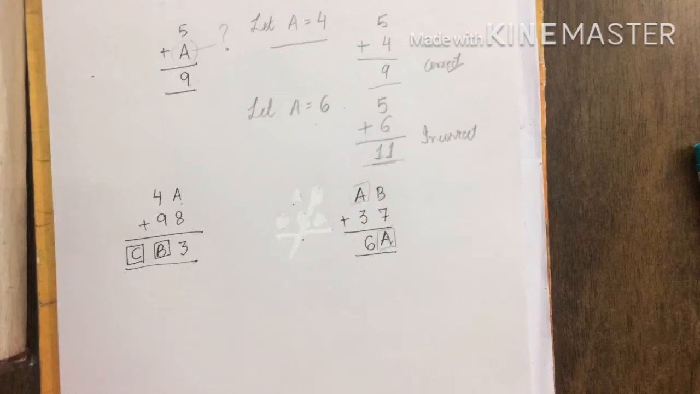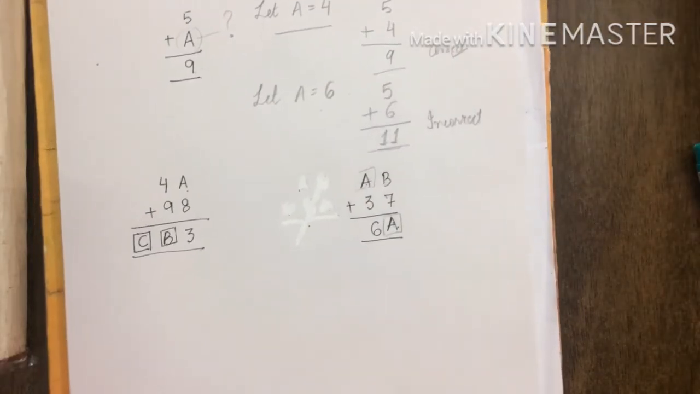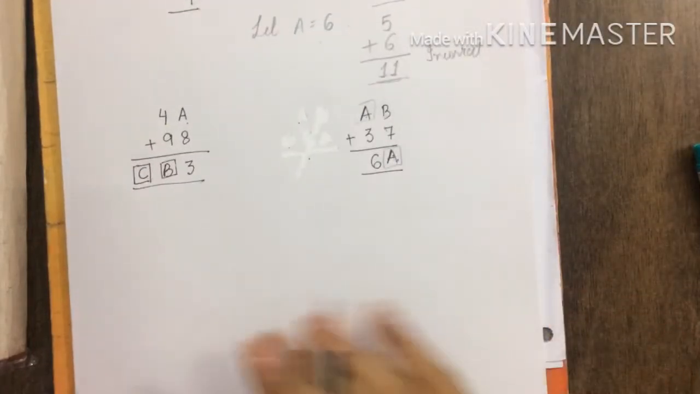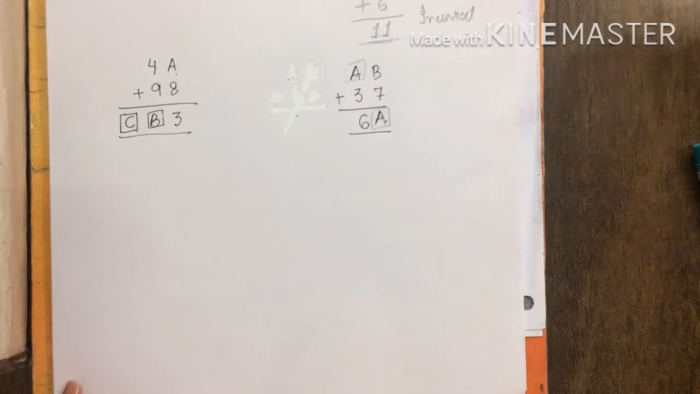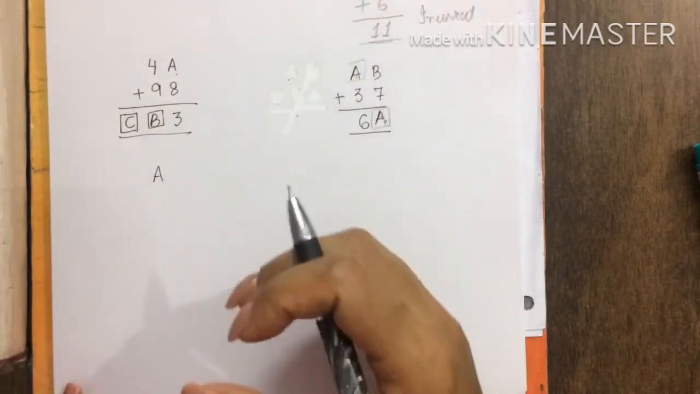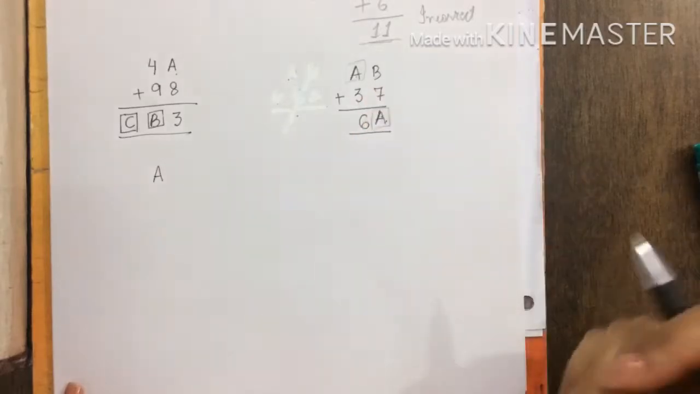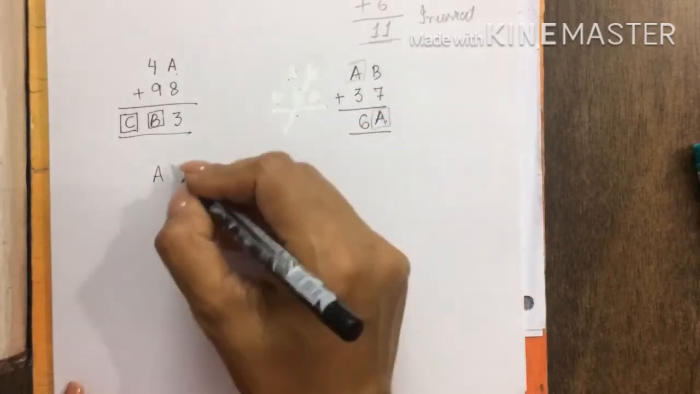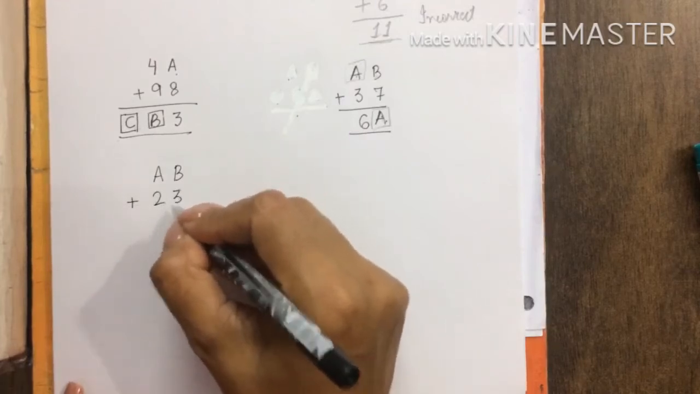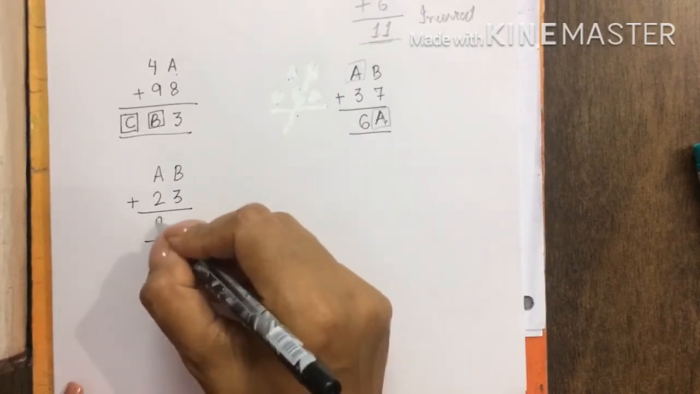Let us try a few questions so that we can do the exercise. Let us do this example. We will get back to these later. Let us do the easier ones first and then we will come to these. Let's take a number added with 23 gives me 82.